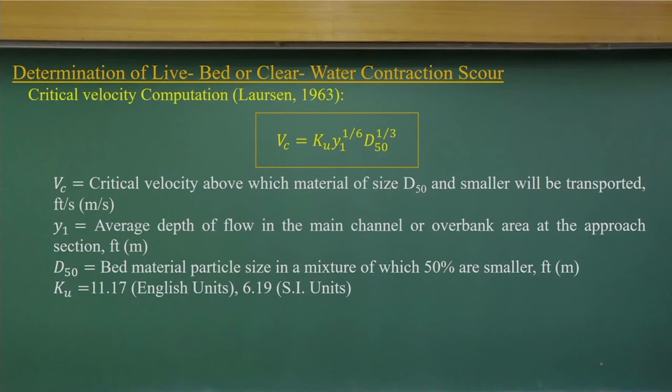The point that always comes up is how to estimate the critical flow. Okay, that is the Laursen model. If there is a critical velocity above which material of size D50 and smaller will be transported, that is in suspension. If you have the average flow depth in the main channel or the overbank area, D50 is the 50% finer bed material value, and Ku is a coefficient, we can compute Vc, the critical velocity above which material of D50 and smaller will be transported. So, these are experimental findings, with the D50 values and the coefficients.